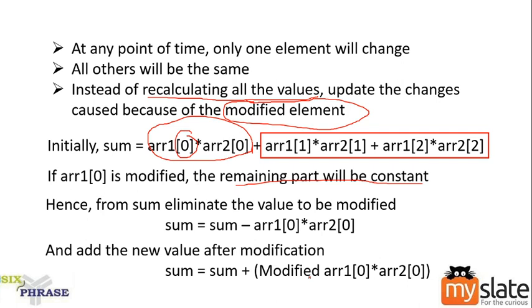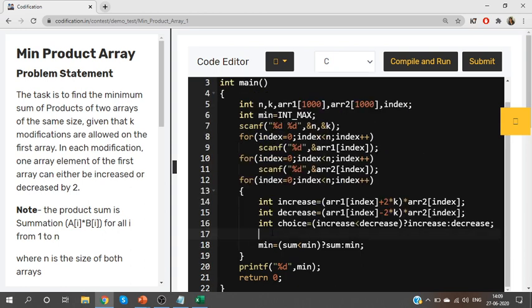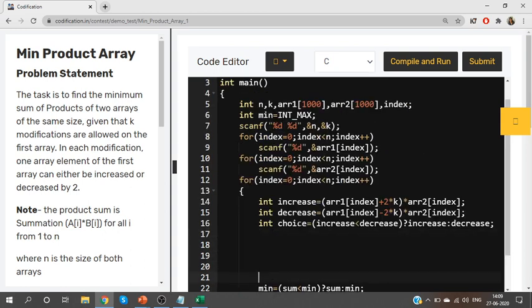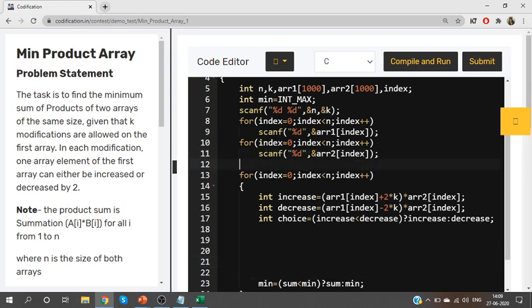Clear? But to do this, first we should have calculated the overall sum. Yes, if I should implement this technique, initially I should have calculated the overall sum. From that overall sum, I can make all my changes. So instead of recalculating this value, we are going to implement a different algorithm. But to implement that algorithm, at first itself I should have calculated the overall sum.